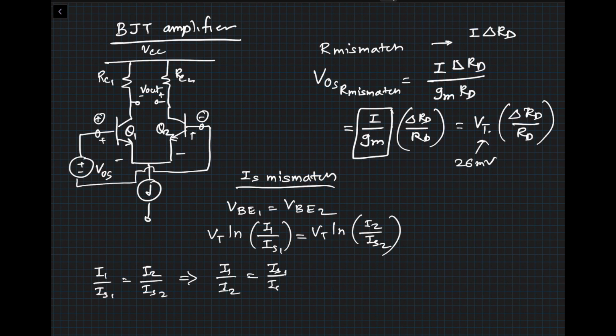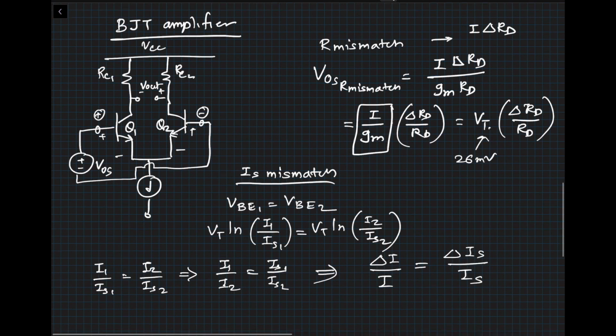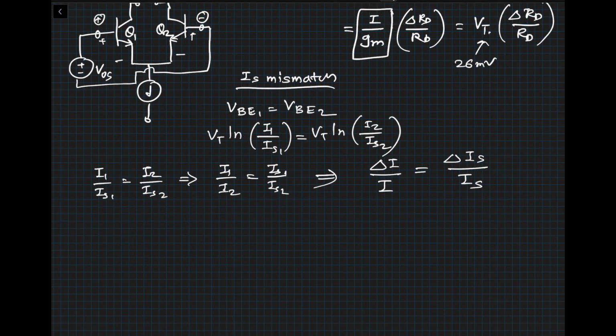So from this you can prove it to yourself that delta I divided by I, where delta I is the difference between I1 and I2, I being the average value of I1 and I2, should be equal to the difference in IS divided by the average value of IS. So that's the equation we got from here. And now we can measure the VOS at the output. So VOS at the output will look like delta I, because this will result in delta I in the two sides, and that will get multiplied by the resistor.